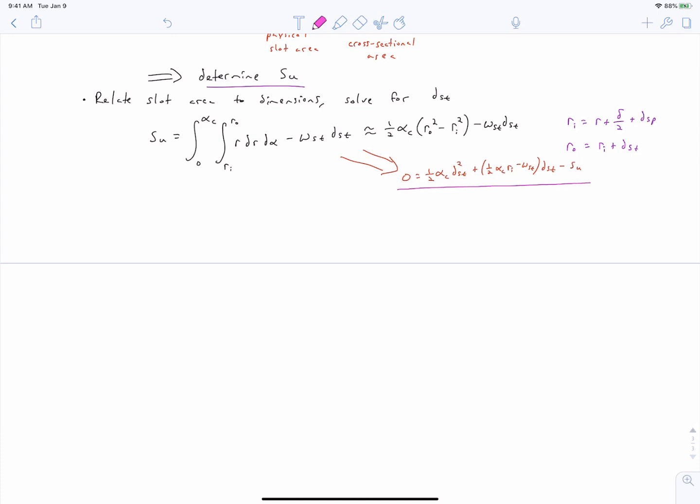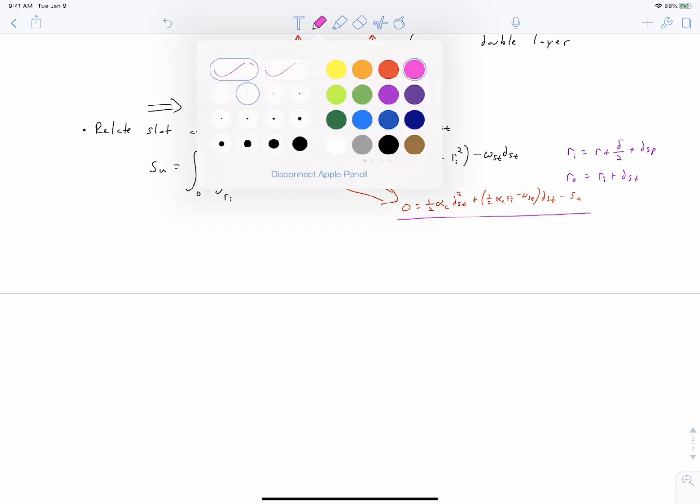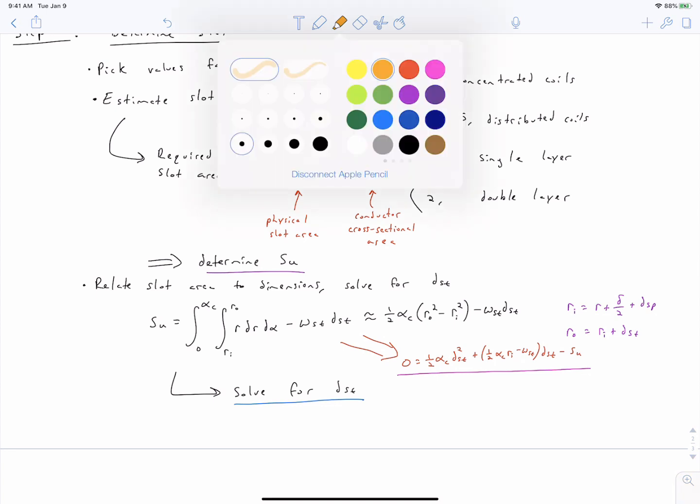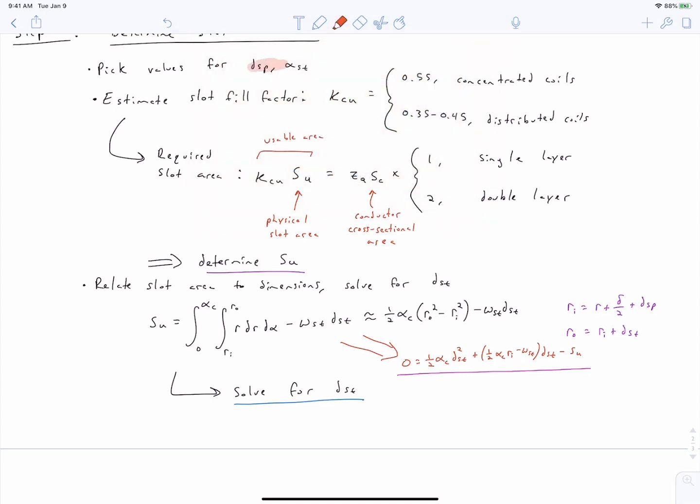And so finally, when we work on this expression, we get the following quadratic equation, which we're going to solve for DST. So at the outcome of this step, we now have determined a lot of variables in our machine cross-section. We've got values for DSP, alpha ST. We've determined our slot area, which we then used to determine our tooth height, DST.